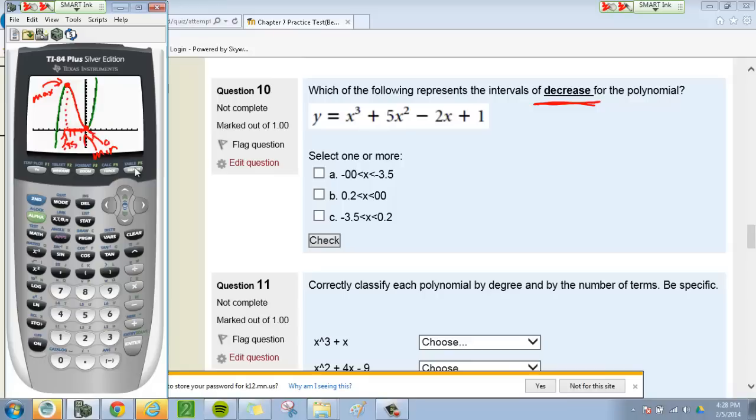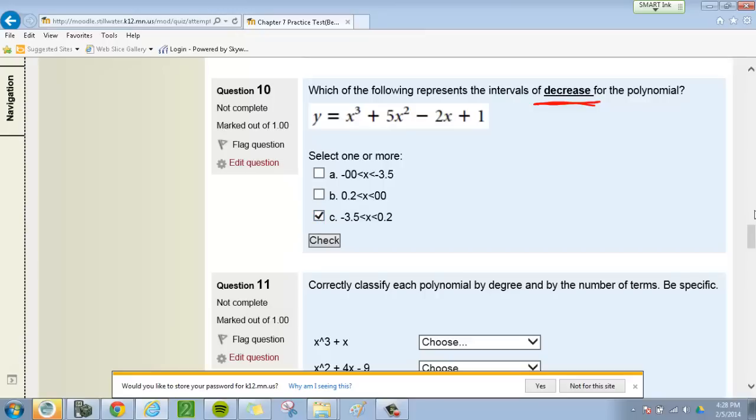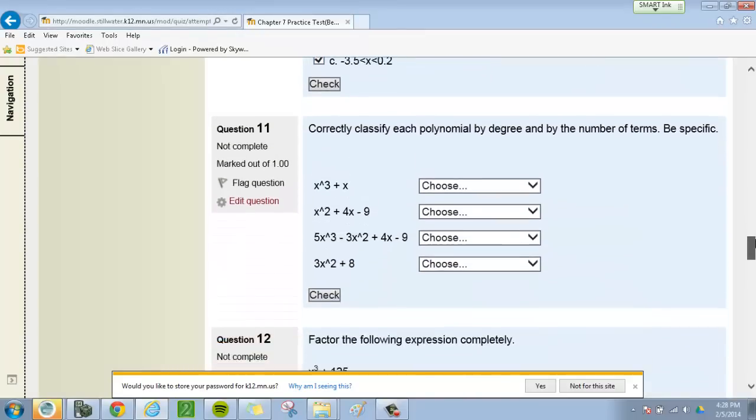So is there anything over here that's really close to that? Well, yeah, look at this one, negative 3.5 to a little bit above 0. So we want to just put a check right there. We got the right answer. Oh, that wasn't too bad. Okay, didn't have to zoom in on that one because of those 2 infinities. That's nice. Okay, let's move on to number 11.